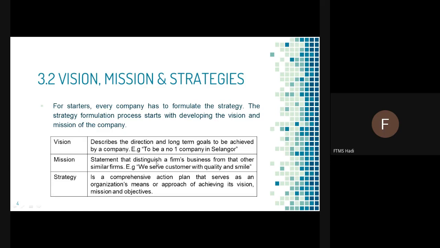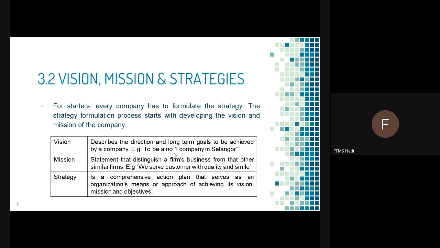Mission statement distinguishes a firm from other similar firms. What are the statements, policies or guidelines that differ between your company and the other competitors? For example, to be a number one company in Selangor, they serve customers with quality and smile. Maybe one company's mission is customer first. Another company's mission is profit is not our target, the main target is customer value added. So different companies have different missions, but at the same time they are achieving a common goal, that means a common vision.